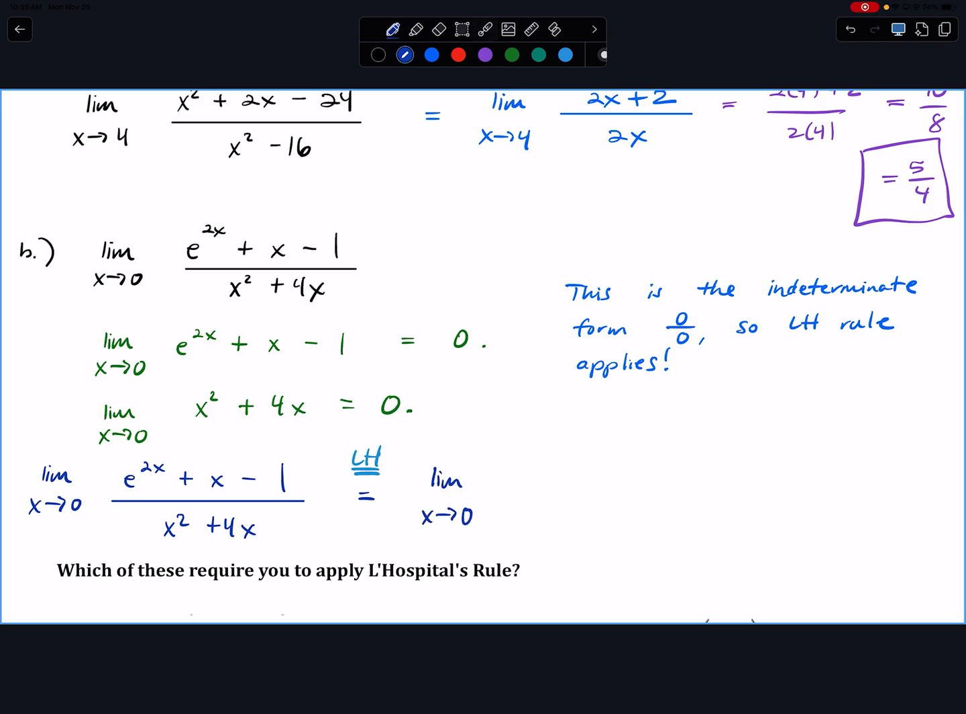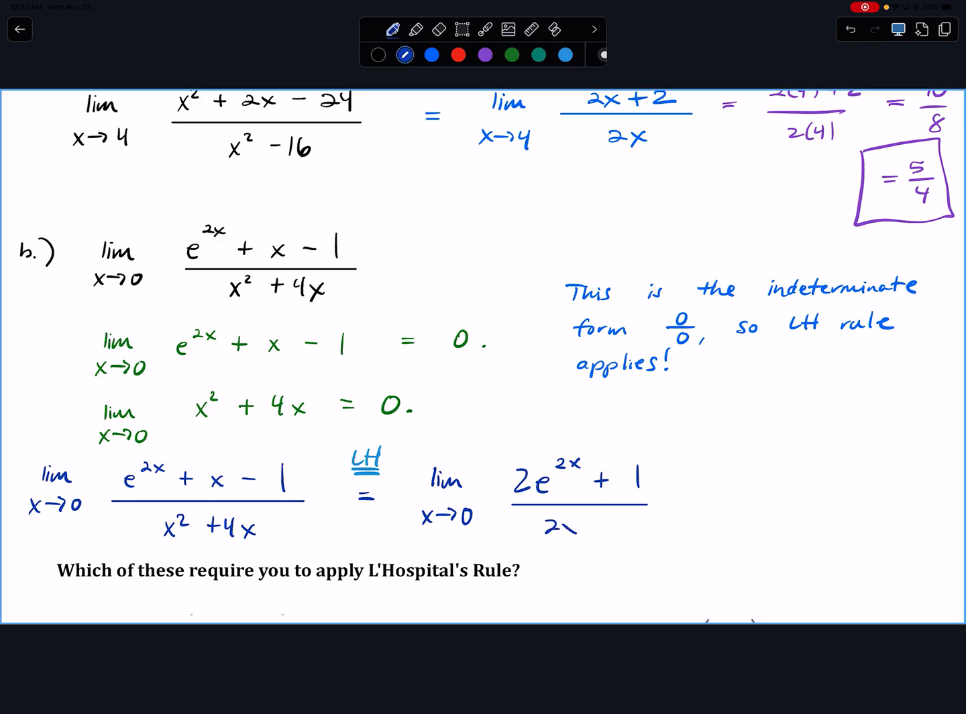Now, I know some of you guys are still struggling with the chain rule. This is a chain rule. Remember, outside, inside. What's the derivative of e to the x? E to the x. So the derivative of the outside at the inside is going to be e to the 2x times the derivative of the inside. What's the derivative of this? 2. Okay. Plus, what's the derivative of x? 1. Over, what's the derivative of the bottom?